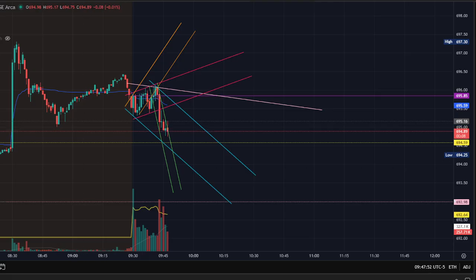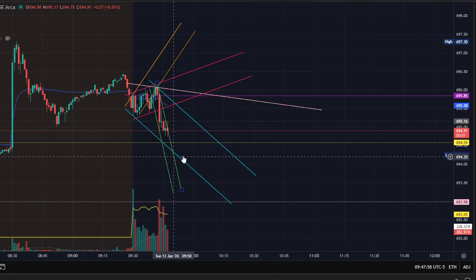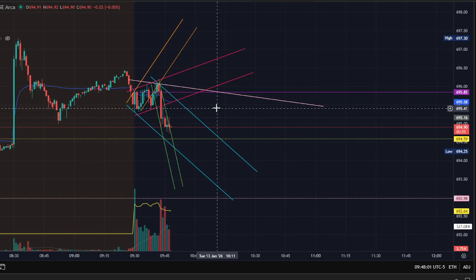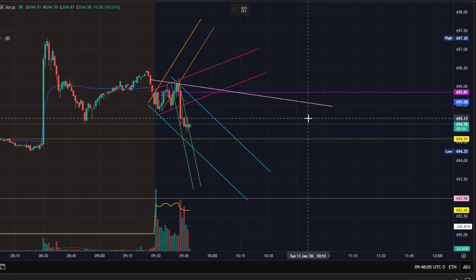So if you're not in an entry, what should you be doing? Well, you're gathering information. You're in no position. That's okay. You want to see if there's a continuation structure. Simple as that.